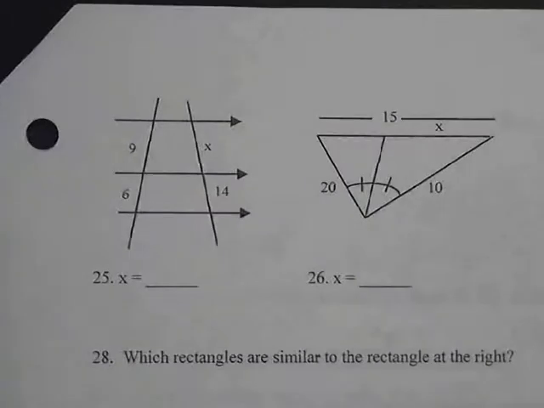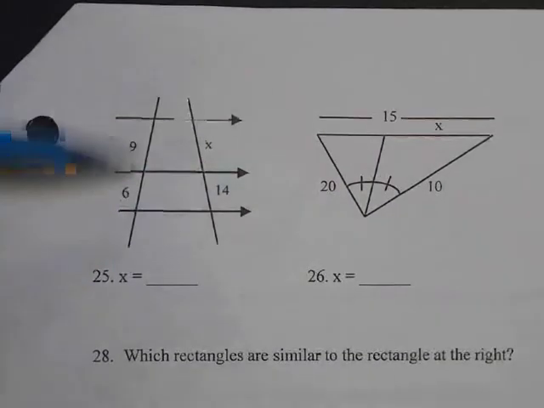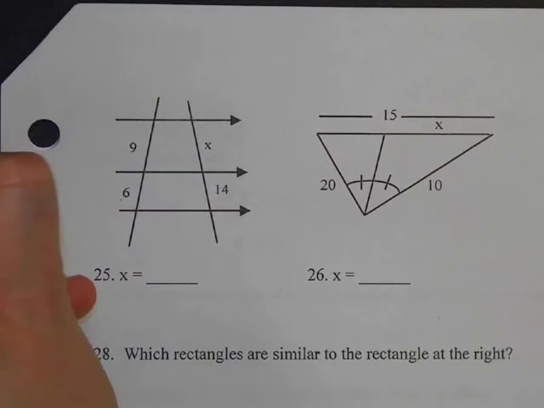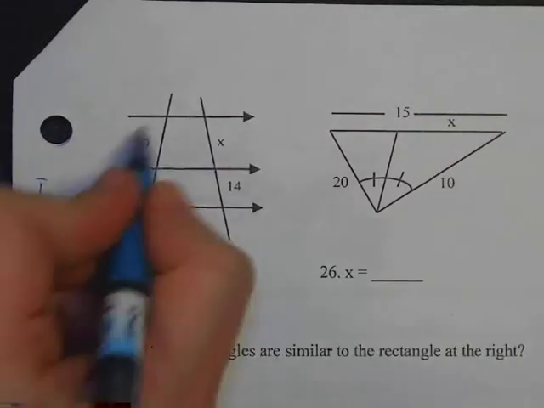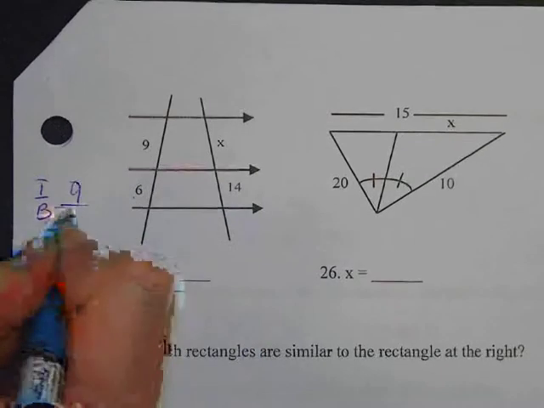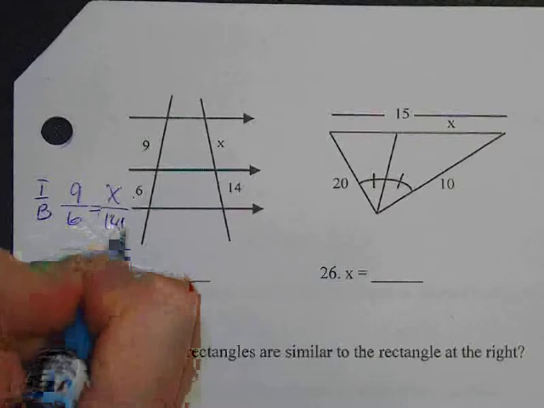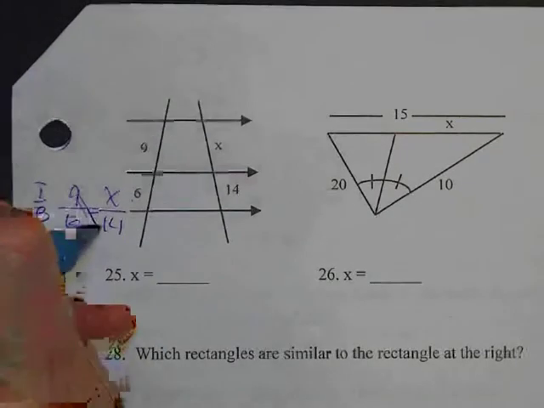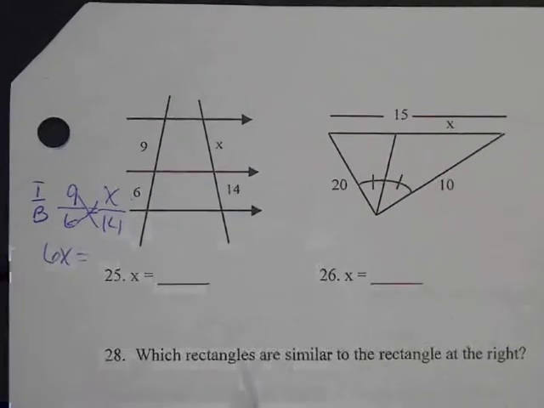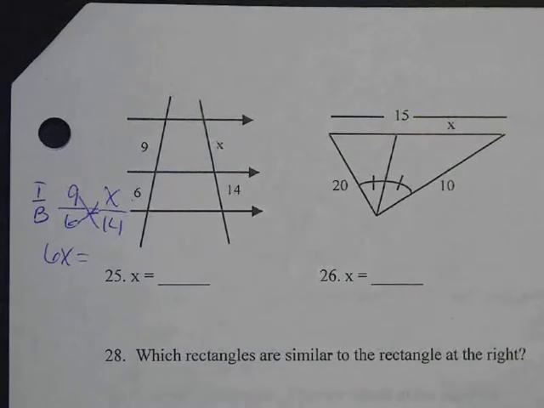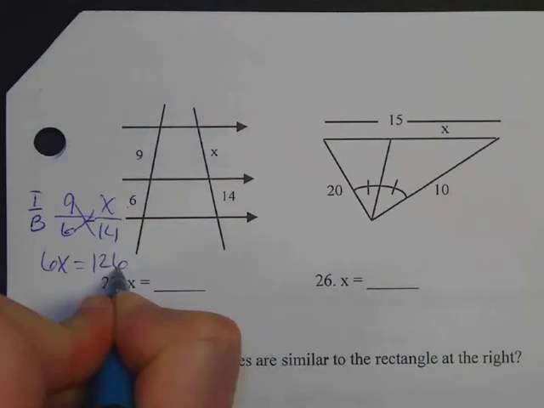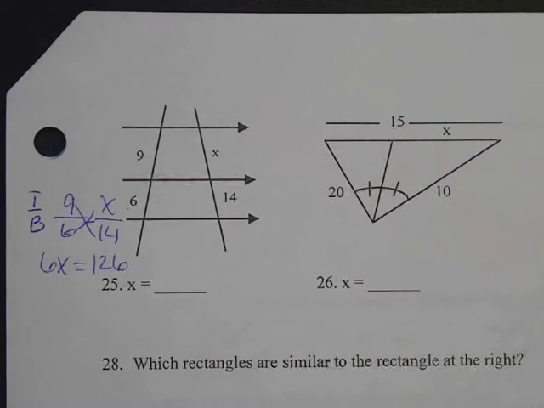One way that I saw was top over bottom. So I'm going to do top over bottom. Top over bottom on the left side would be 9 over 6. Top over bottom on the right side would be x over 14. So we'll cross multiply. 6x equals 9 times 14, which is 126. And when you divide that 126 by 6, you end up getting 21.